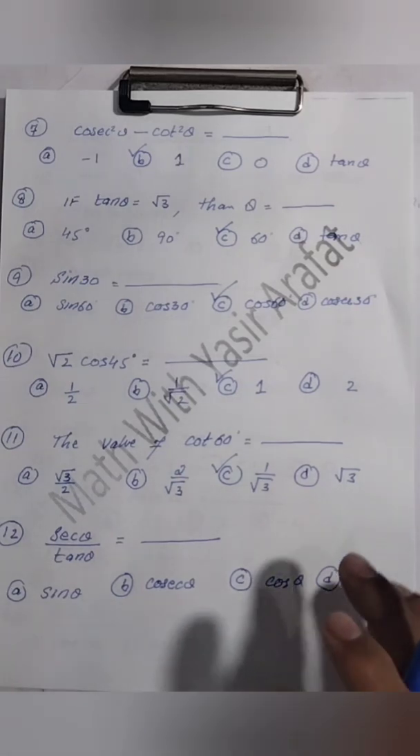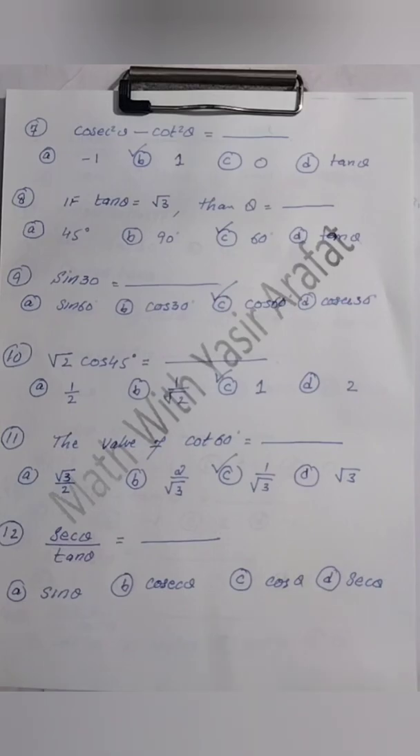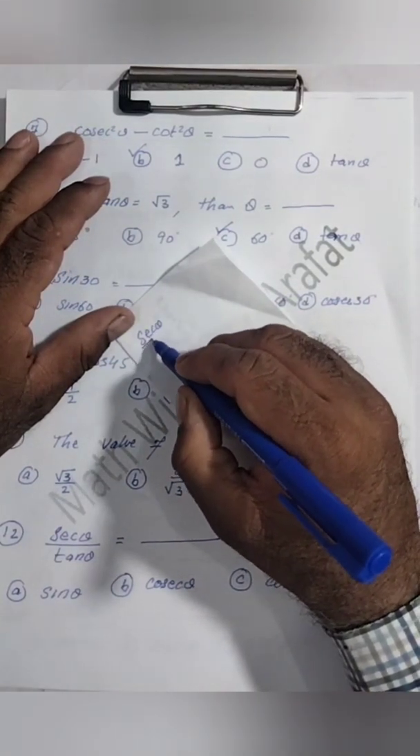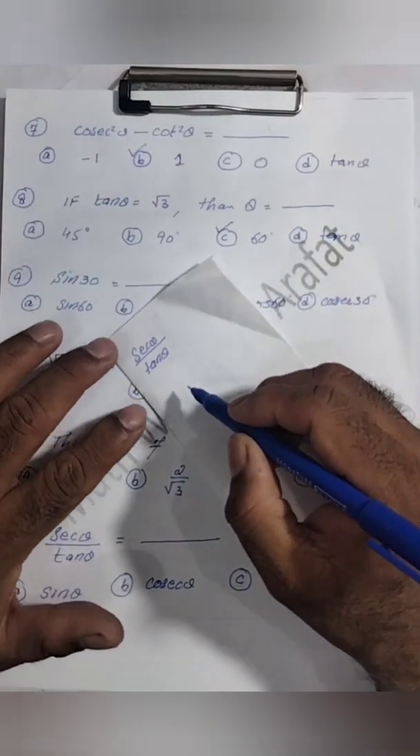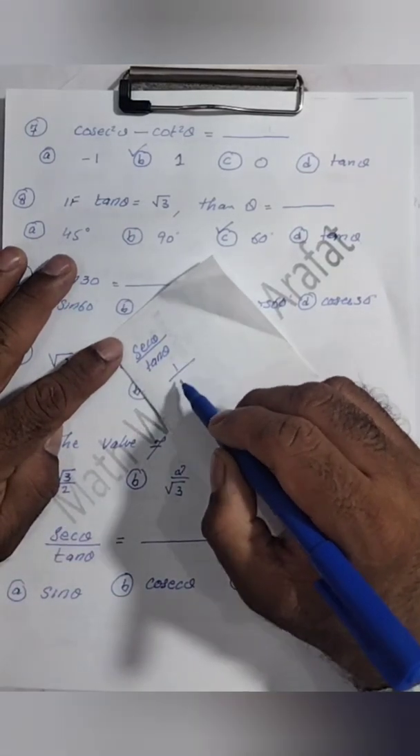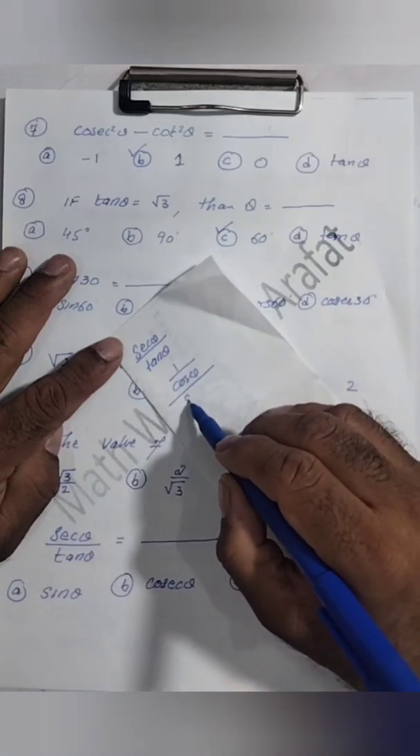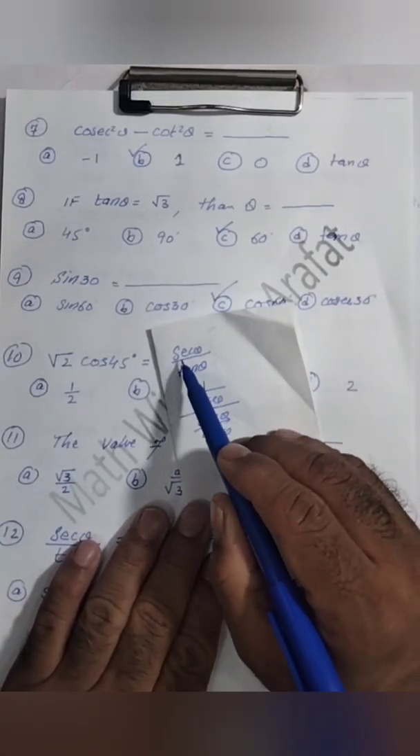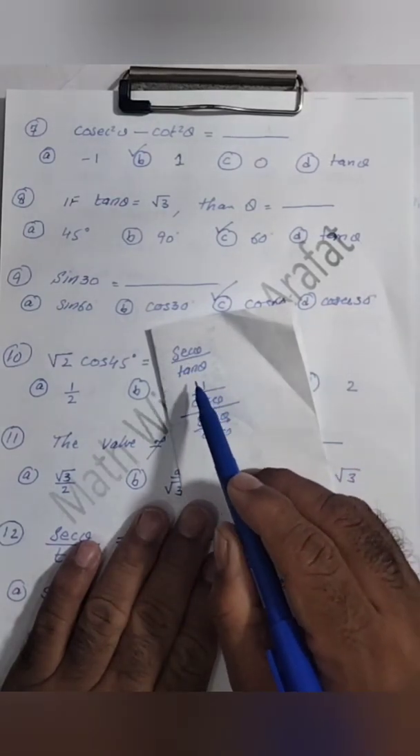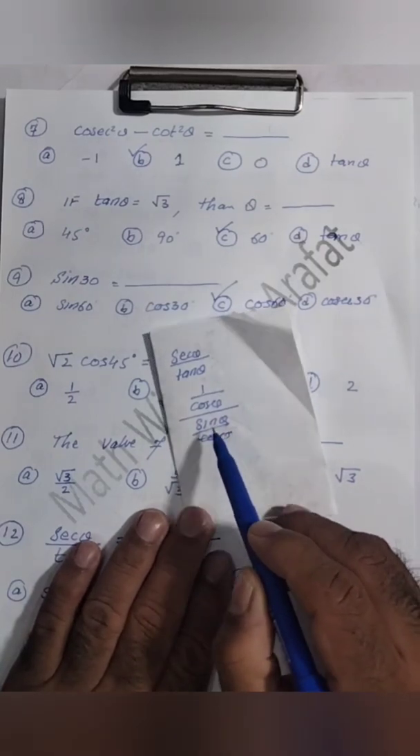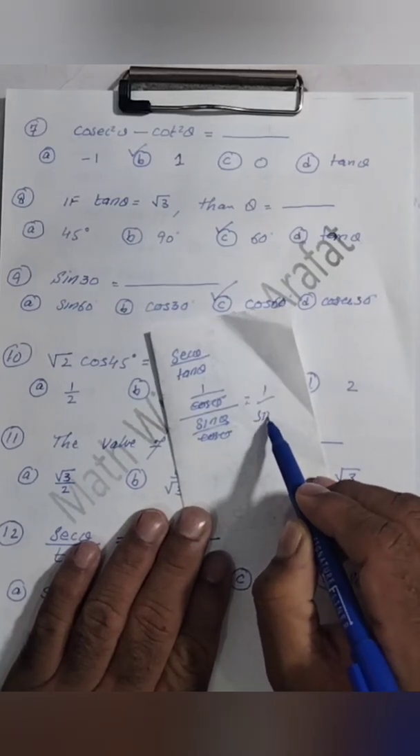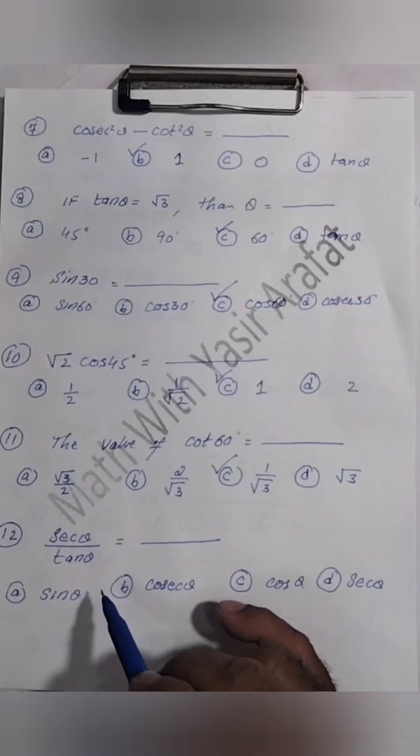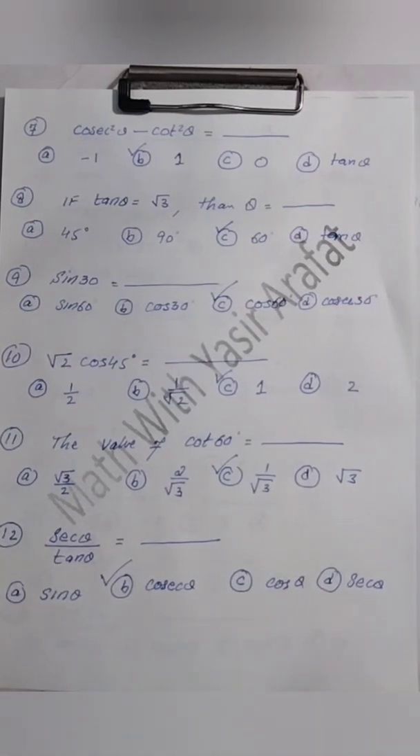Now come to the 12th MCQ here, that is sec theta over tangent theta. We just have to put their values here, dear students. Sec theta is 1 over cos theta, the reciprocal of cos. Tangent theta is sin theta over cos theta. So this cos will cancel out with this one, and this is 1 upon sin theta, and 1 upon sin theta is equal to cosec theta. That means the correct option is B.